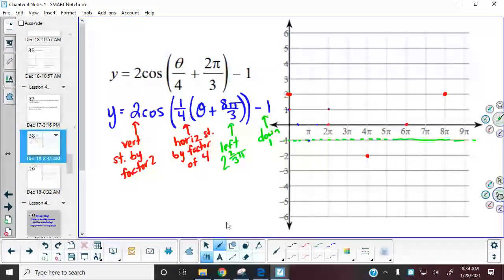And then I'm just going to move all of my key points. So I'm going to go ahead and move this almost 3 pi because 2 2/3 is almost 3. So I'm going 1, 2, and almost 3 pi, and then I'm going down 1. And so this is my new point here. And then I'm going to go ahead and do that to my other x-intercept. So I'm going to move this 6 pi, almost 3 units, and down 1. And so those are my new x-intercepts.